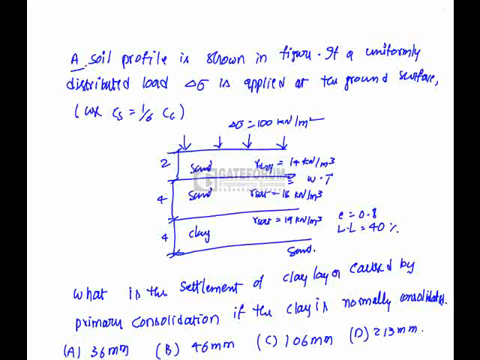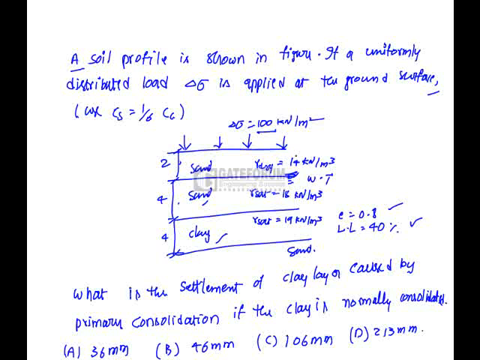The question is, a soil profile is shown in the figure. If a uniformly distributed load delta sigma is applied at the ground surface. So if you see in the figure, a UDL is acting on the surface of 100 kilonewton per square meter, and the layers are sand and clay of 2, 4 and 4 meter respectively. The unit weight is given, and the clay has a void ratio of 0.8 and liquid limit of 40%. The water table is at the second layer top, that is 2 meters below the surface.